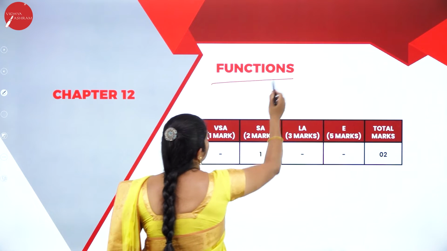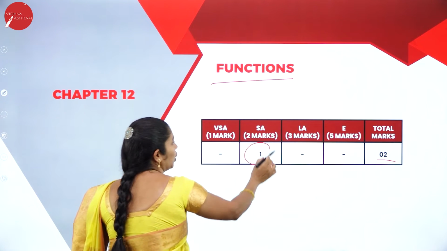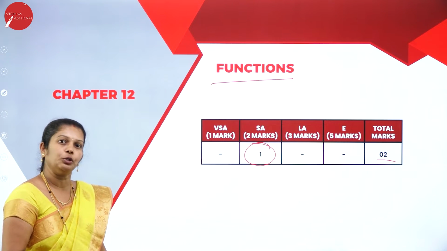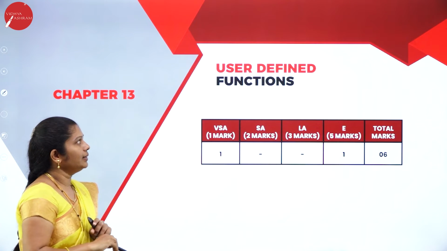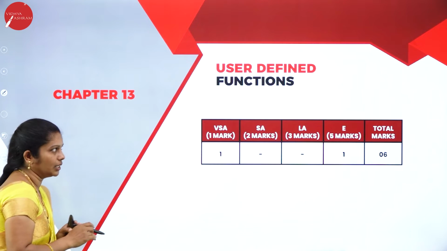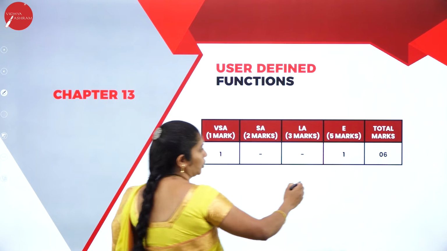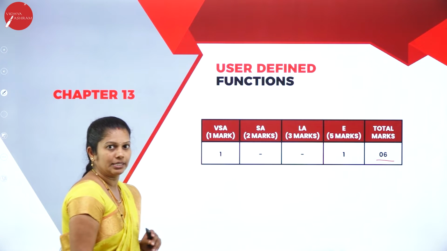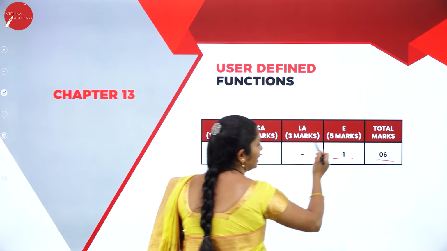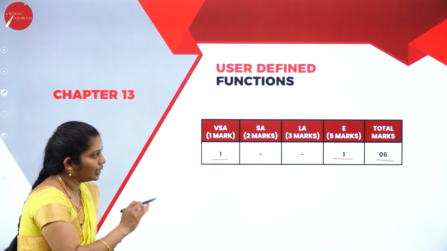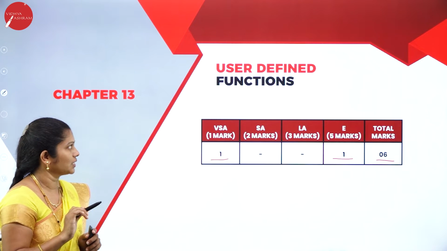The 12th chapter is functions. Here the total weightage in the annual exam will be only 2 marks. Only 1 question in part B you will get for 2 marks, regarding what do you mean by functions. Then the next chapter is chapter number 13, user-defined functions. The total weightage will be 6 marks in the annual exam. There in part A 1 question for 1 mark, as well as in part D 1 question you will get. Totally 6 marks you will get from this chapter, that is user-defined functions.